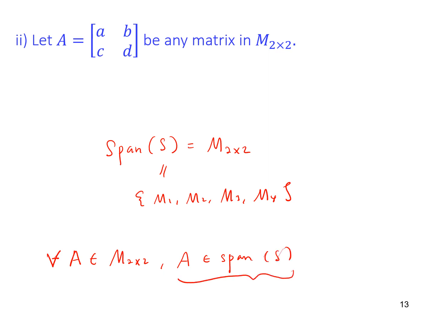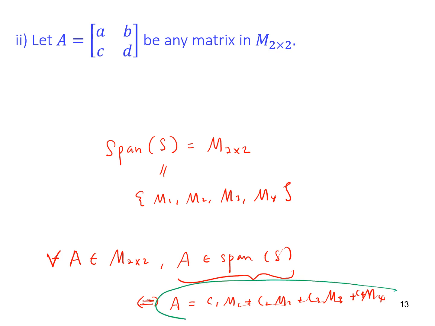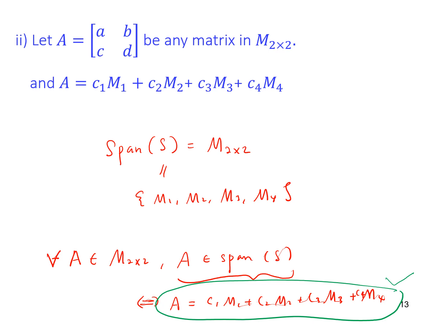To do that, we have to show that A is a linear combination of M1, M2, M3, and M4. That means we have to show that the scalars C1, C2, C3, and C4 exist such that this equation is true. So to do that, we let A be any matrix in the vector space, where A is a matrix of entries a, b, c, and d. To show this equation, we start by writing the equation, and then we have to find the values of C1, C2, C3, and C4.